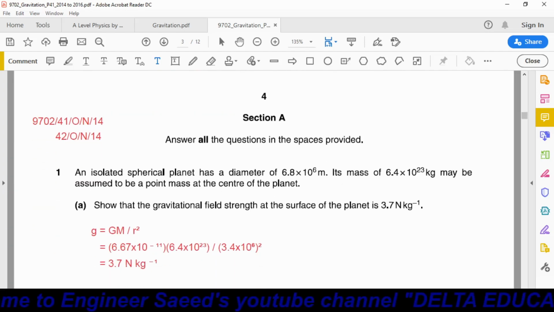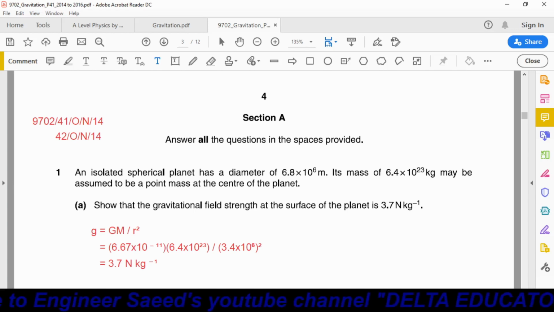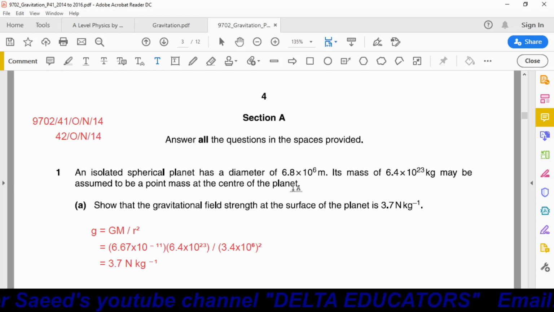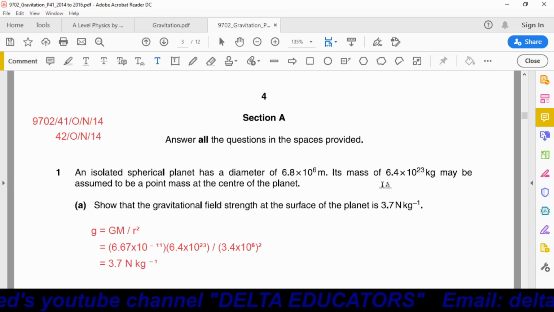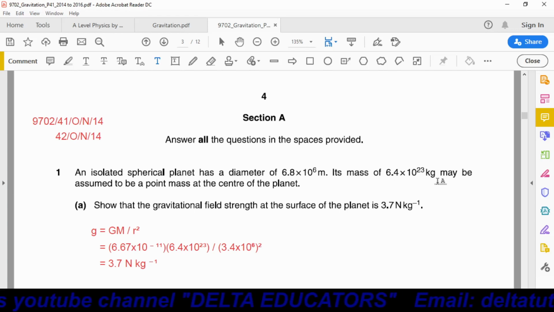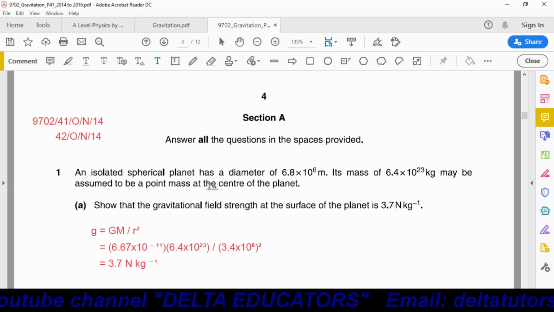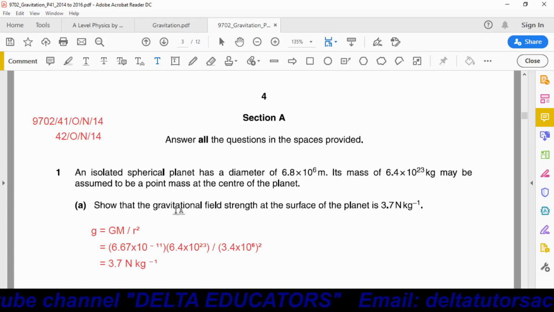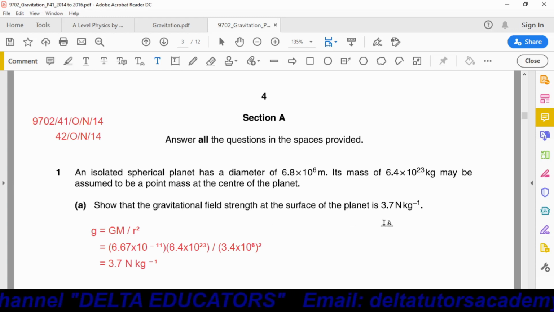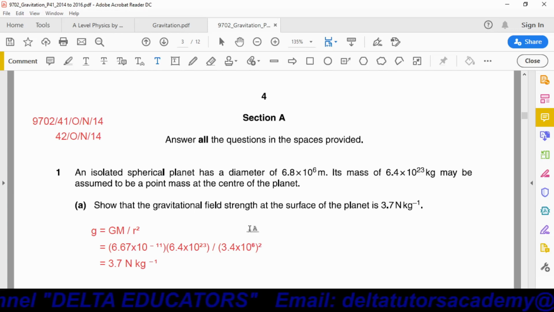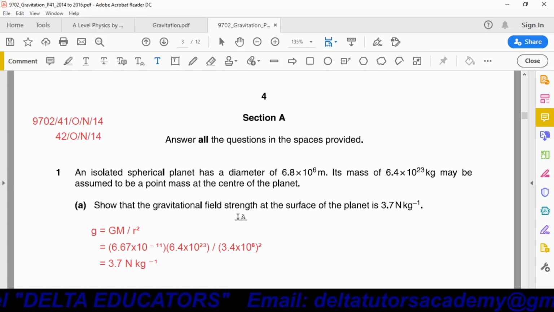Okay, 41 October November 14, and the same question is repeated in 42 October November 14. Question number 1. An isolated spherical planet has a diameter of 6.8 into 10 power 6 meter. Its mass of 6.4 into 10 power 23 kg may be assumed to be a point mass at the center of the planet. Show that the gravitational field strength at the surface of the planet is 3.7 Newton per kg. What is the formula of gravitational field strength?